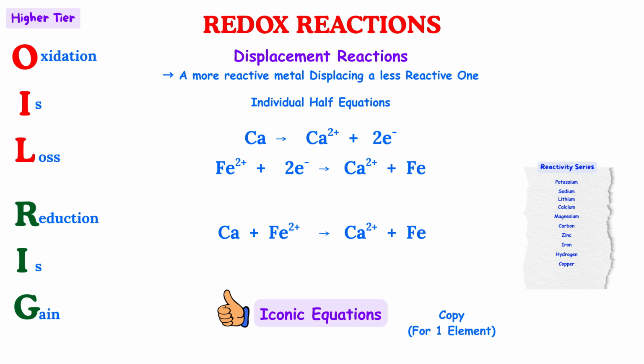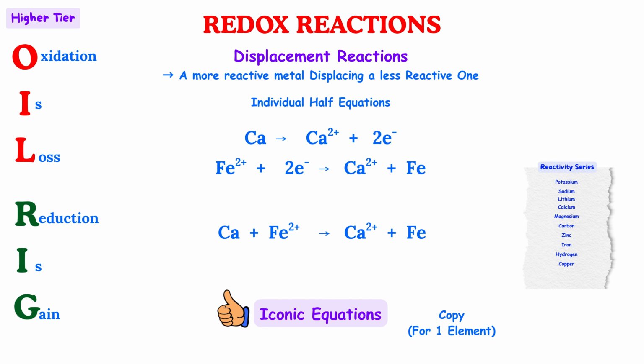For iron, we write that an iron ion with a 2+ charge gains 2 electrons to become a neutral iron atom. Since it is gaining electrons, we put those electrons on the left-hand side, and this shows that iron is reduced. Each half equation must be checked for overall charge balance.